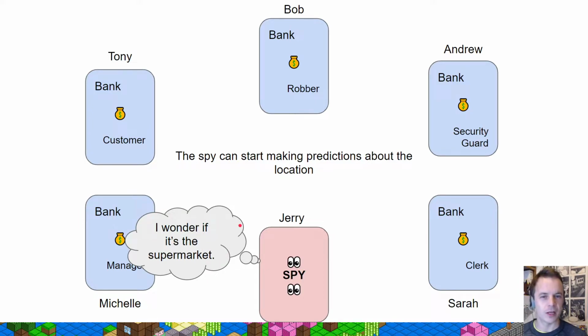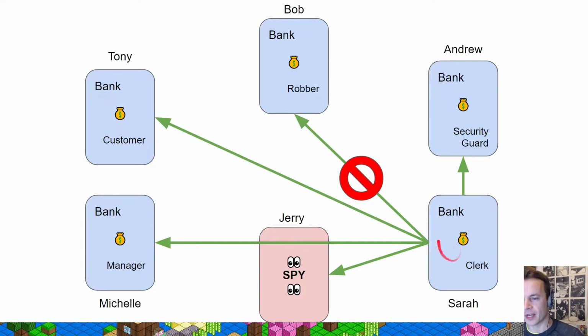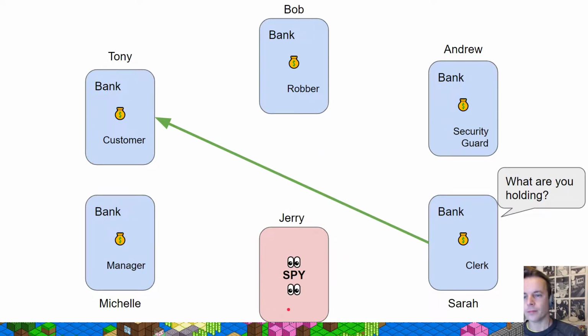Now, the way that the game works is once you are asked a question, the person who was just asked can now ask somebody else, but they cannot ask the person who just asked them. So, for example, Sarah is now the person with the question. She cannot ask Bob, but she can ask these other players. So Sarah now asks Tony, "What are you holding?"